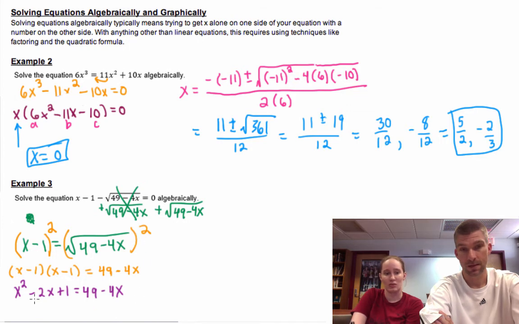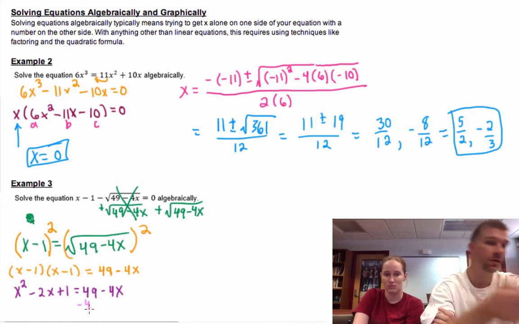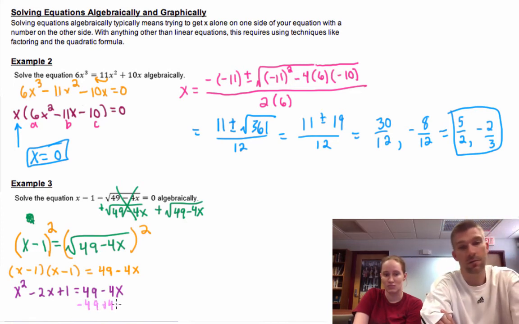So now we want to get everything on the same side. Since we're dealing with x squared, we want to move it all over to that side. So we're just going to hop those two right over.